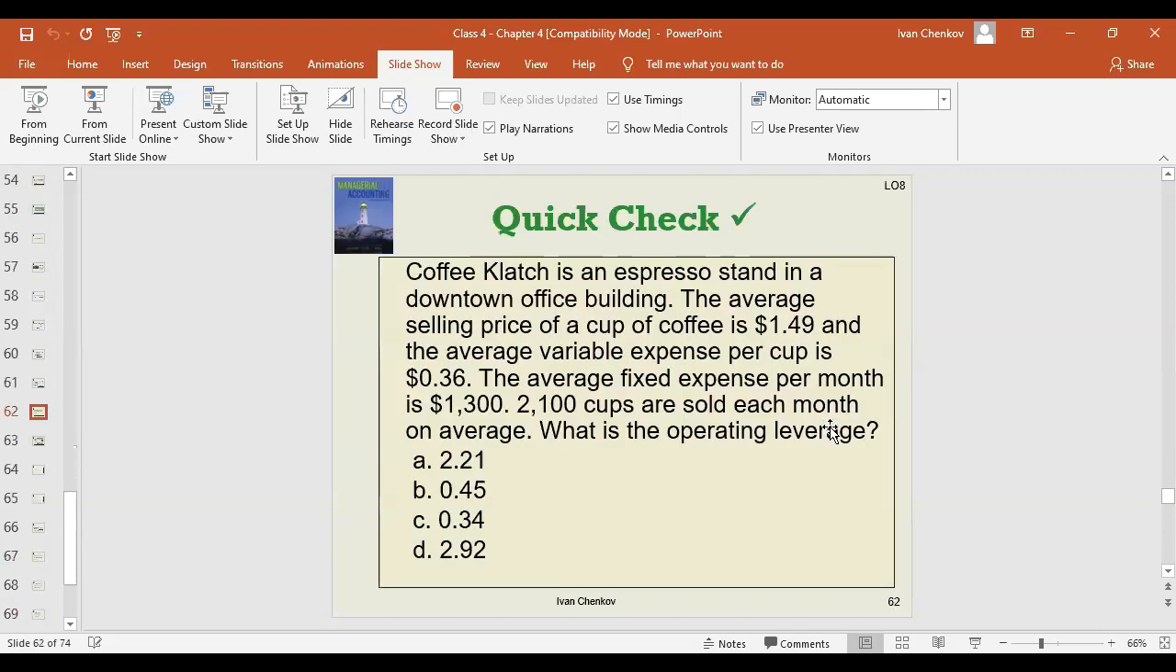Okay. Let's calculate the operating leverage for this company. So you have to come up with the contribution margin first when you're selling that many cups, and you have to come up with the operating income when you're selling those cups.